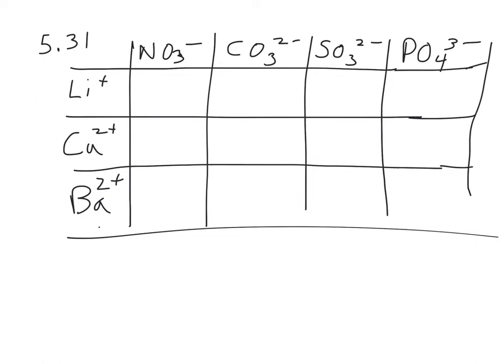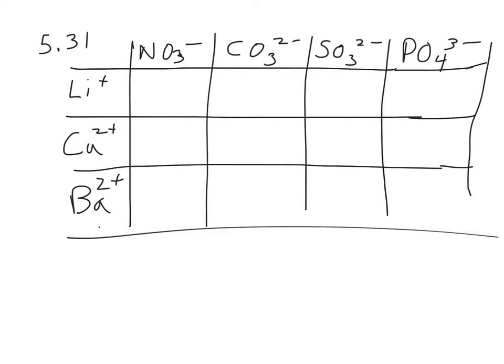Alright, let's take a look at 531. 531 has a table of cations and a table of anions, and it wants you to make all the possible compounds between them. So for example, on the top row, I'm going to make all the compounds between lithium and nitrate, lithium and carbonate, lithium and sulfate, and lithium and phosphate.